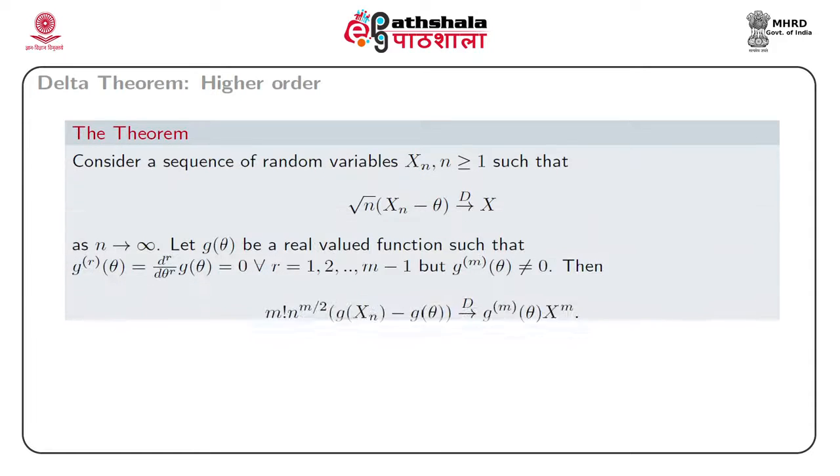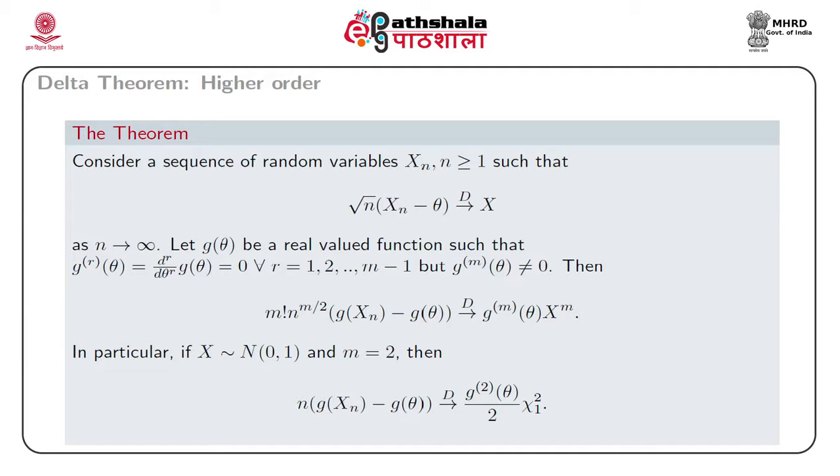So consider a sequence of random variables Xn such that √n(Xn − θ) converges in distribution to X. Let g be a real valued function such that the derivatives of g up to order m − 1 are all 0 at θ, but the mth order derivative of g at θ is non-zero. Then m! n^(m/2) (g(Xn) − g(θ)) converges in distribution to X^m multiplied by the mth order derivative of g at θ. In particular, if X has a standard normal distribution and m equal to 2, then n(g(Xn) − g(θ)) converges in distribution to chi-square 1 multiplied by the second order derivative of g divided by 2.